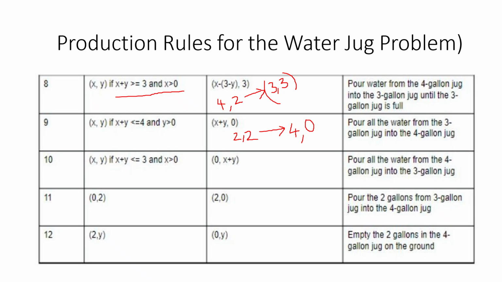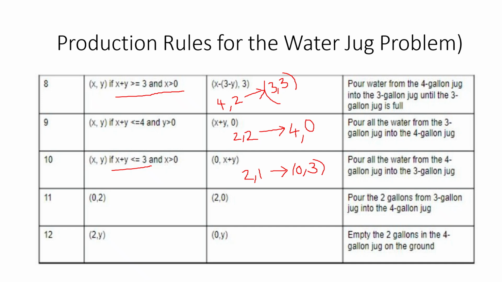Then next is the 10th rule, that is, pour all water from the 4 gallon jug into the 3 gallon jug. The condition is x plus y is less than or equal to 3 and x is greater than 0. So we can pour all of jug A into jug B if it fits completely. For example, in the case 2 comma 1, we are completely filling the second jug, and so the first jug will become 0. That means 2 gallons of water we are pouring into jug B.